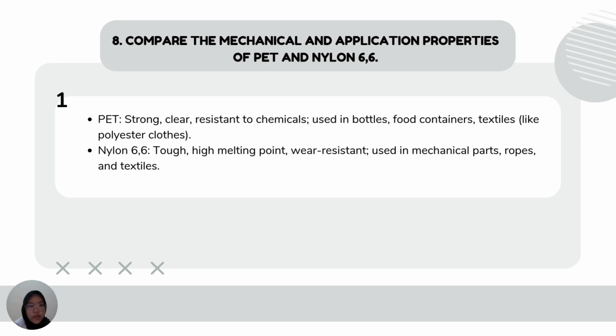Number 8. Compare the mechanical and application properties of PET and nylon 66. PET is strong, clear, and resistant to chemicals, used in bottles, food containers, and textiles like polyester clothes. Nylon 66 is tough, with a high melting point, and wear resistant, used in mechanical parts like ropes and textiles.